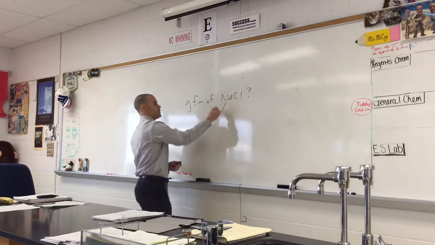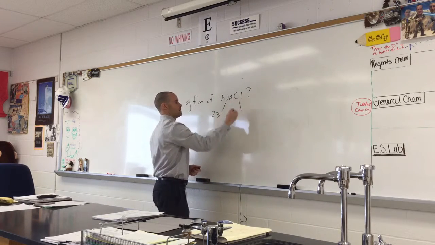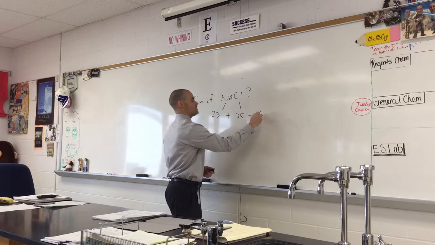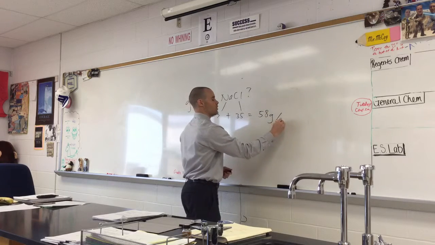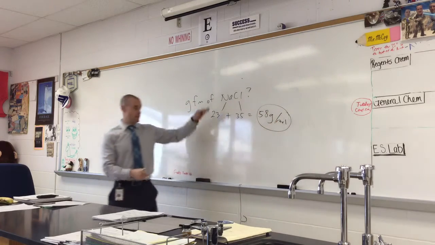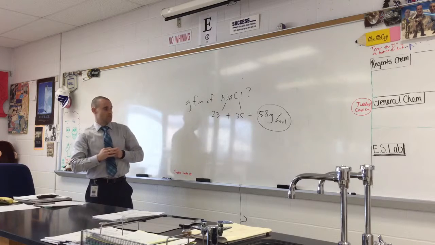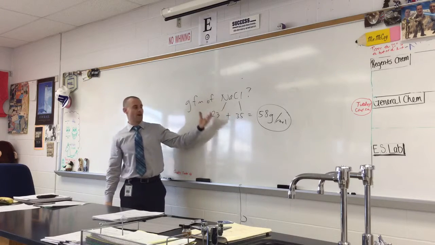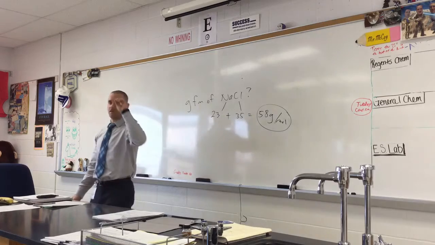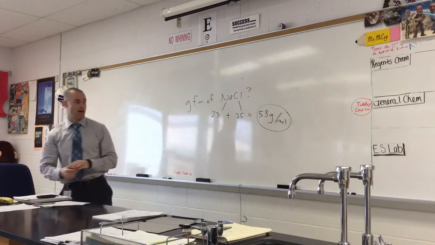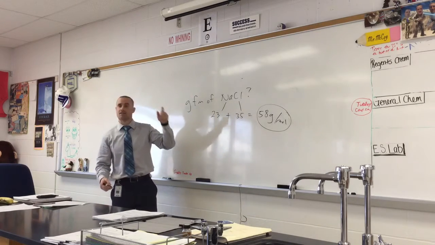23. So 23 for the Na plus 35 for Cl. That's 58 grams per mole. Okay, if you need to write this down, write it down. If you don't, then you don't. But this is how we find the gram formula mass. The mass of the element on the chart is the gram formula mass. That mass tells us the mass of 1 mole.